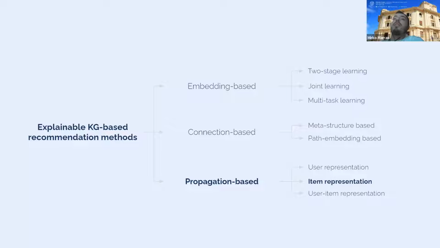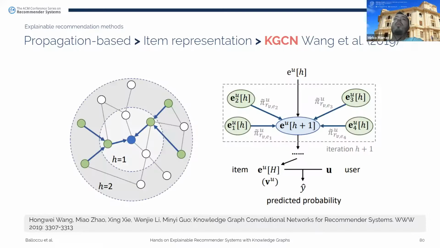The works that we previously mentioned have refined the user representation by aggregating entities in the neighborhood of the user. Another solution is to learn high-order representation of the candidate item by aggregating embeddings of its multi-hop neighbors. In this way, the representation of the candidate item contains information from h-hop neighbors. Wang et al. in this area proposed KGCN, in which the weight of each neighbor is user-specific for the items.